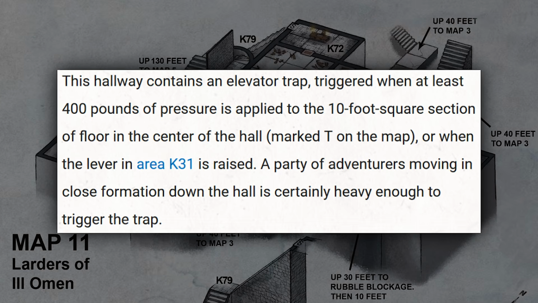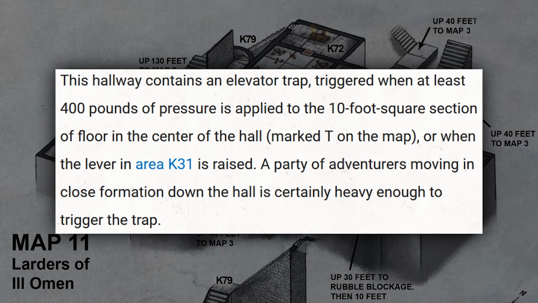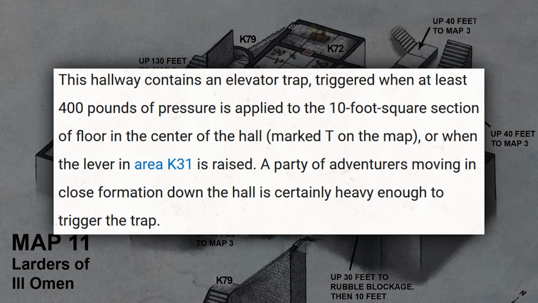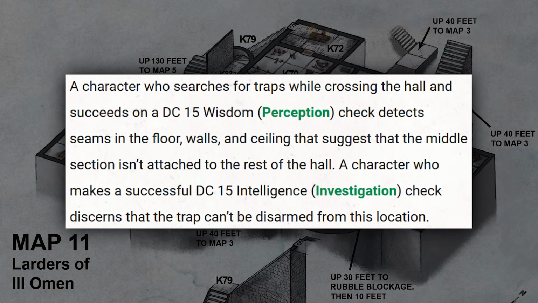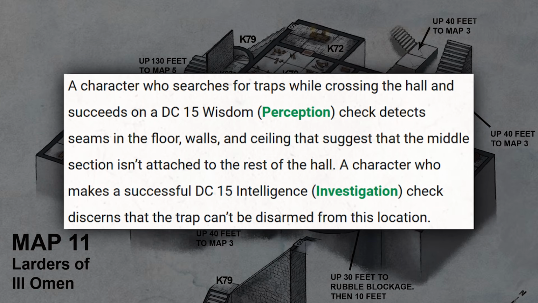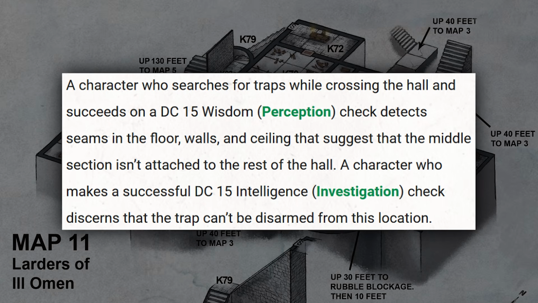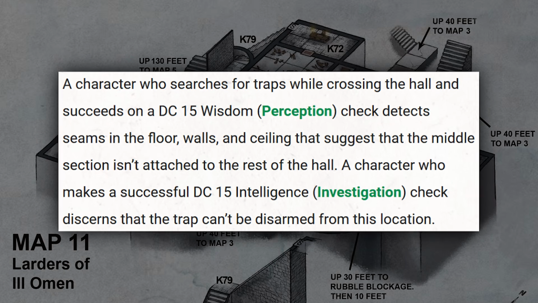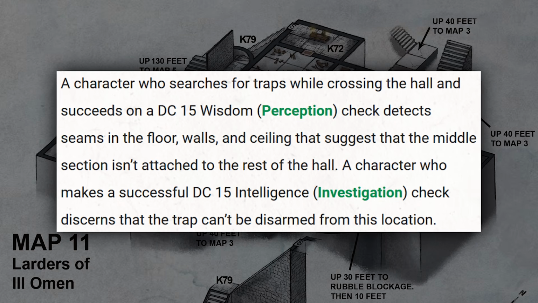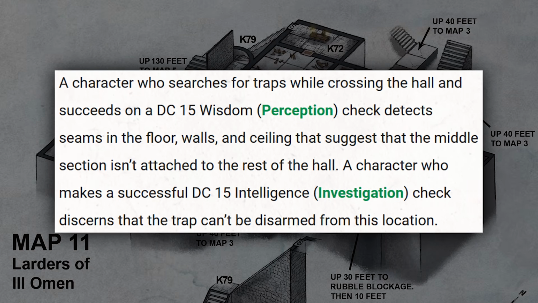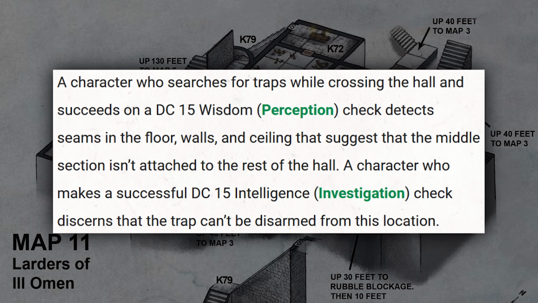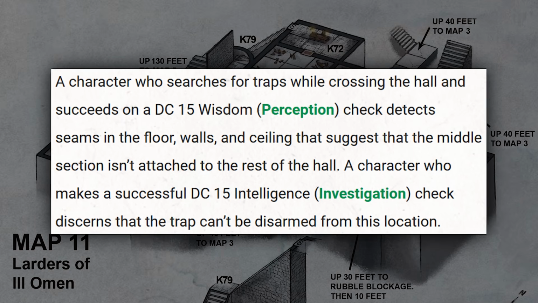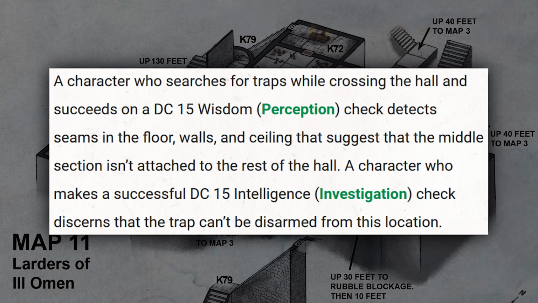A party of adventurers moving in close formation down the hall is certainly heavy enough to trigger the trap. A character who searches for traps while crossing the hall and succeeds on a DC 15 Wisdom (Perception) check detects seams in the floor, walls, and ceiling that suggest that the middle section isn't attached to the rest of the hall. A character who makes a successful DC 15 Intelligence (Investigation) check discerns that the trap can't be disarmed from this location.